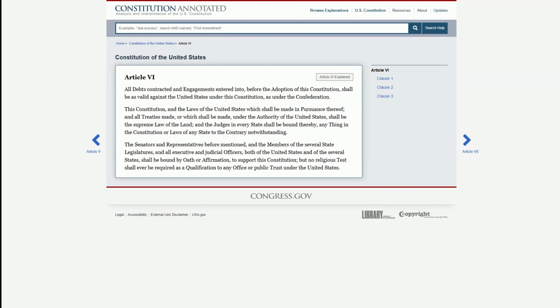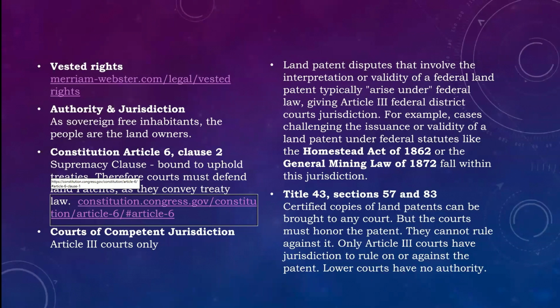Okay, those are the sections. Clause 2 is really the most important one there. Those are the 3 clauses of Article 6. Clause 2 is the one most pertinent to us. So that's Constitution, Article 6, Clause 2. Very important.